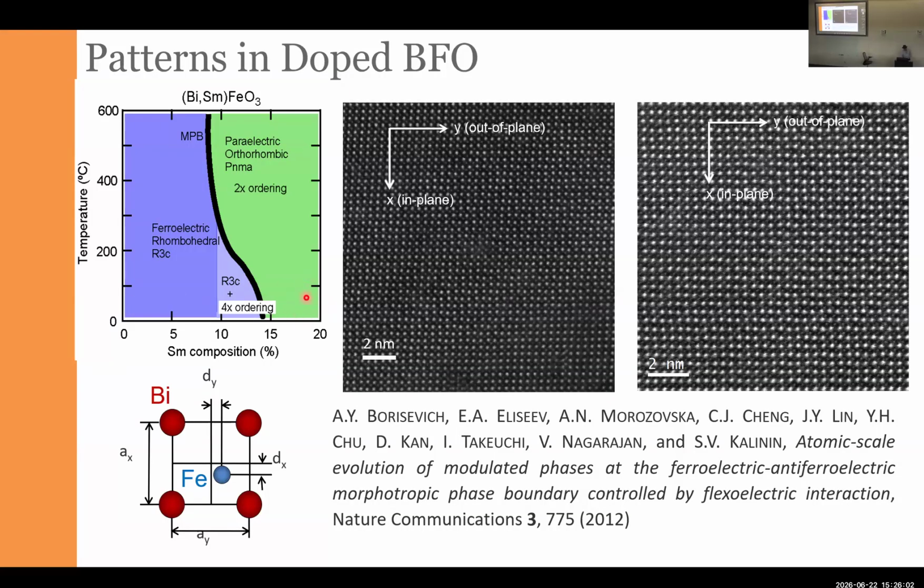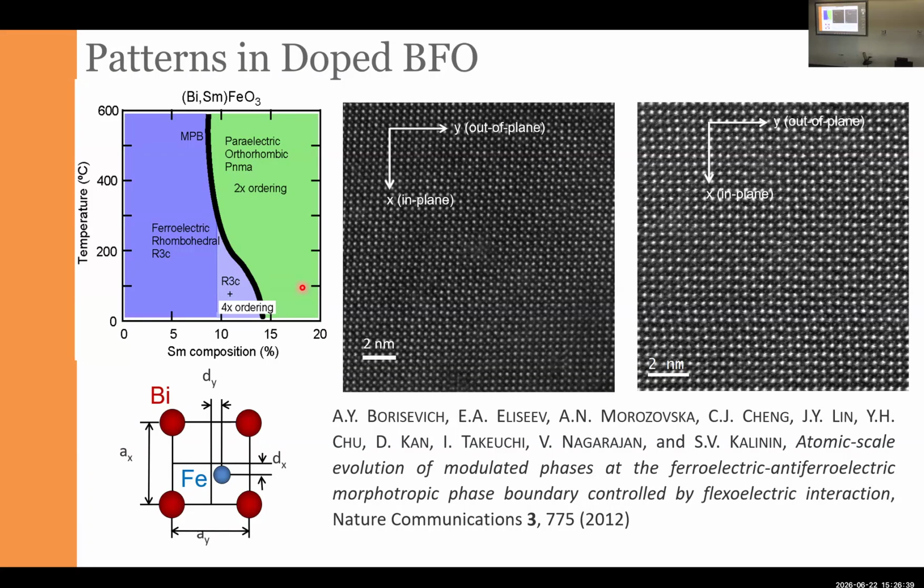If you dope it with samarium, let's say 20%, it becomes paraelectric and orthorhombic, so it is ×2 ordering. So in other words, instead of the elementary lattice being just one unit cell, you kind of have the antisymmetric period doubling. But the interesting thing is that the R3c phase and the Pnma phase are not crystallographically compatible. They cannot coexist in the same region.